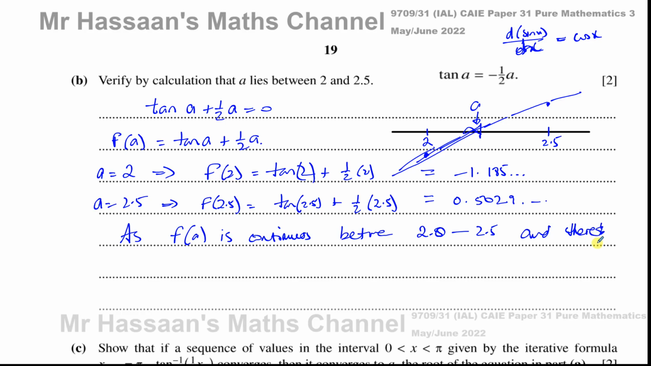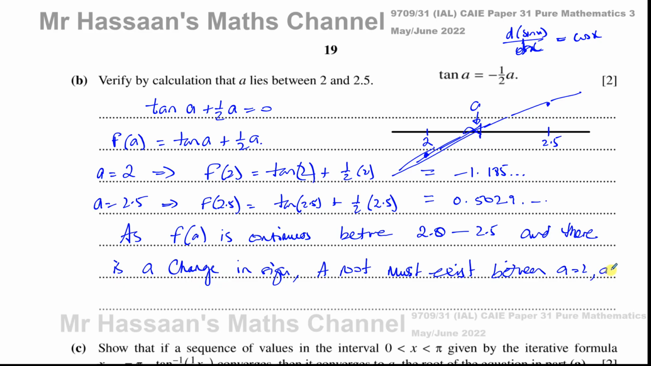Now, this is the important phrase they're looking for: there is a change in sign. Change in sign. So we can say a root must exist between a equals 2 and a equals 2.5. Okay, so that proves that there's a root somewhere between them. Okay, so there's part B.